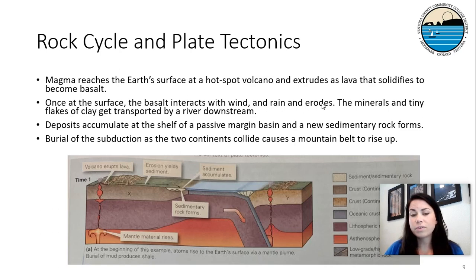Once that rock is at the surface, then that basalt can interact with the wind and rain and erodes away, and then it gets flaked into clays. It gets transported down a river stream. And as those deposits accumulate at the shelf or passive margin, that's when a sedimentary rock can form. Now we have the sedimentary rock that undergoes burial and subduction as the two continents collide. And this is where we undergo metamorphism. So there's an example of the rock cycle in a convergent plate setting.